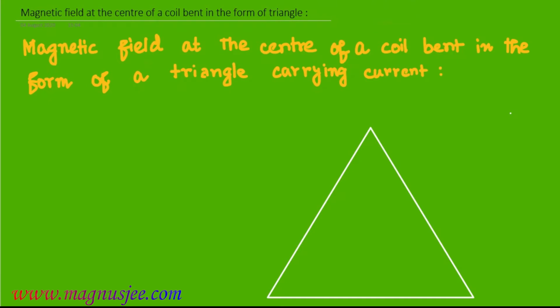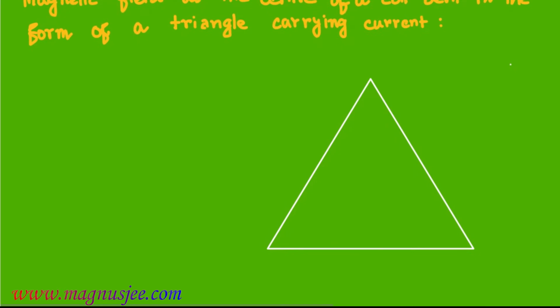Magnetic field induction at the center of a coil bent in the form of a triangle carrying current. In the diagram we have a coil which is bent in the form of a triangle. AB prime C is the coil bent in the form of a triangle. A current I flows through the coil clockwise.